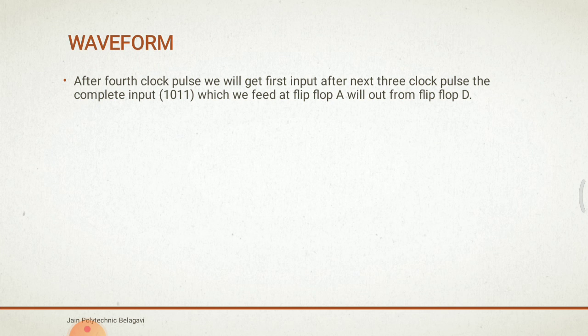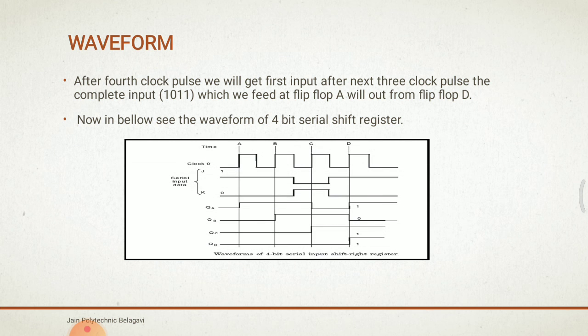You can observe the waveform. After the 4th clock pulse we get the first input at the output. After the next 3 clock pulses the complete input 1011 is obtained. We feed flip-flop A and take the output from flip-flop D. Now you can see the waveform here, how the data is shifted. Initially you provide 0, and it shifts to the right side. You can observe QA, QB, QC here.